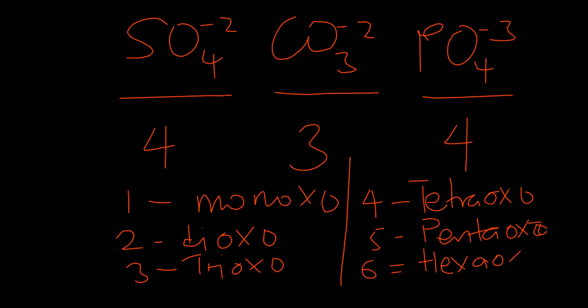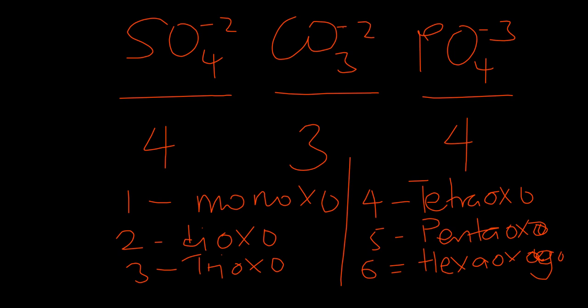So it's very important you know this, the number of oxygens in the ion. If it's 1, the naming would have monooxo. If it is 2, you'd have dioxo. If you have 3, you'd have trioxo. 4, tetra. 5, penta. 6, hexa. You have 7, 7 will be hepta, and on it goes, but I will end with 6.